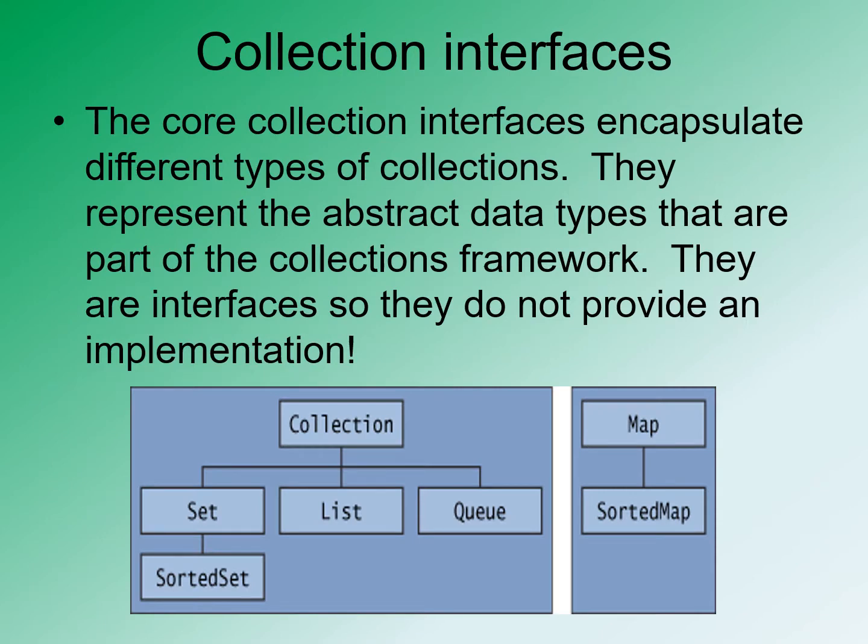So first, beginning with collection interfaces. The core collection interfaces encapsulate different types of collections. They represent the abstract data types that are part of the collections framework. They are interfaces, so they do not provide an implementation. As you can see here in the chart, the collection interface has these data structures: we have set, list, queue. Inside set we have sorted set, and we also have map. Inside map we have sorted map.